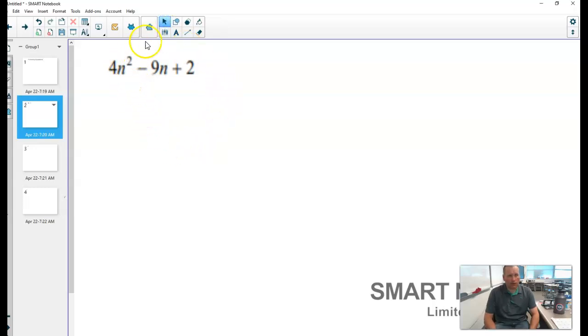Again, I know this is a quadratic because of the squared term that tells me right there that I've got a quadratic. So first thing I always look for is I make sure it's in standard form. And standard form is just going from highest power to lowest power. This one is already in standard form, which is great. That's what I want to have happen. So that's the first thing.